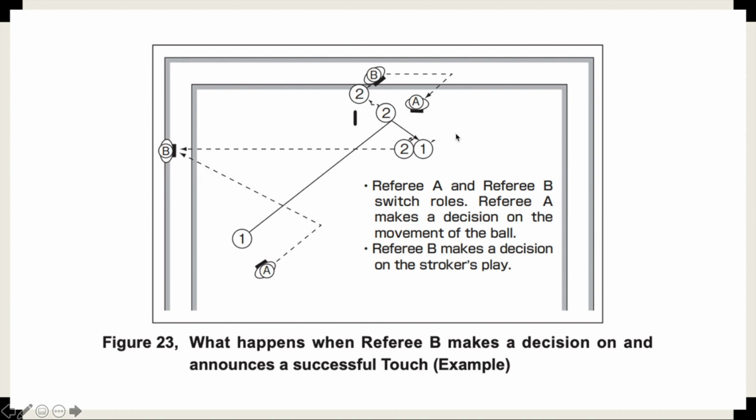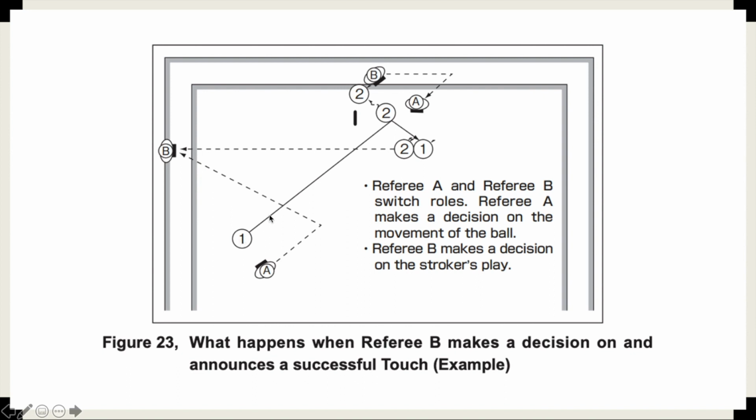So we can see that in this situation, ball 1 is playing first. We can see that referee A is in a position observing the play of ball 1 towards ball 2. And we can see referee B's position here. So the only two things we're looking at here are referee A and referee B, and the playing or the stroking of ball 1 towards ball 2.